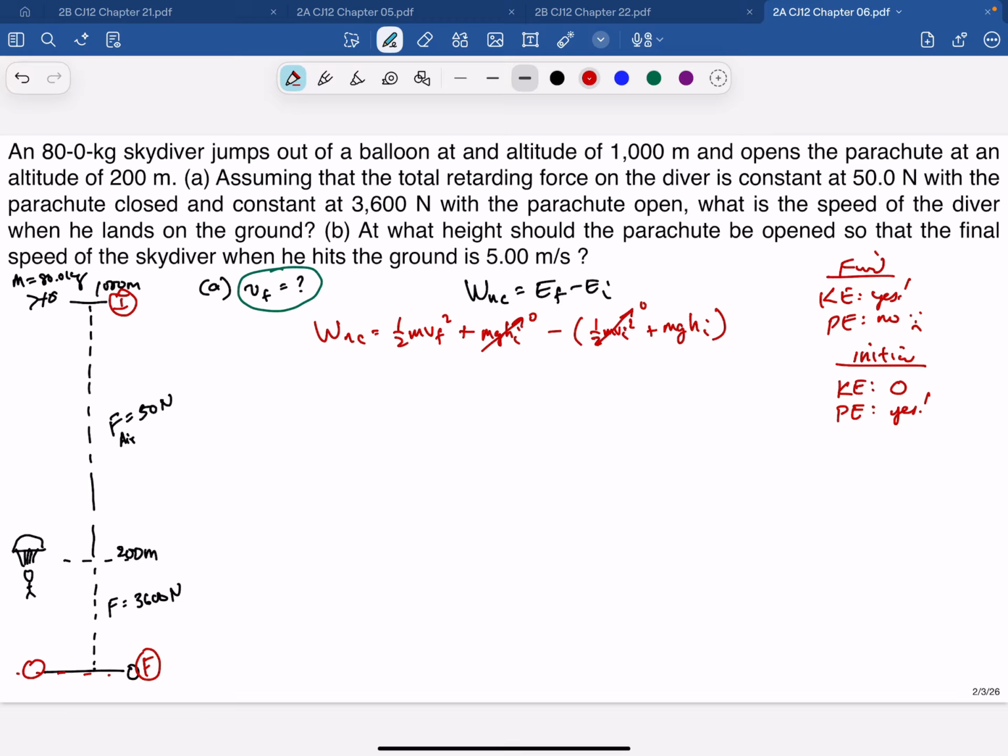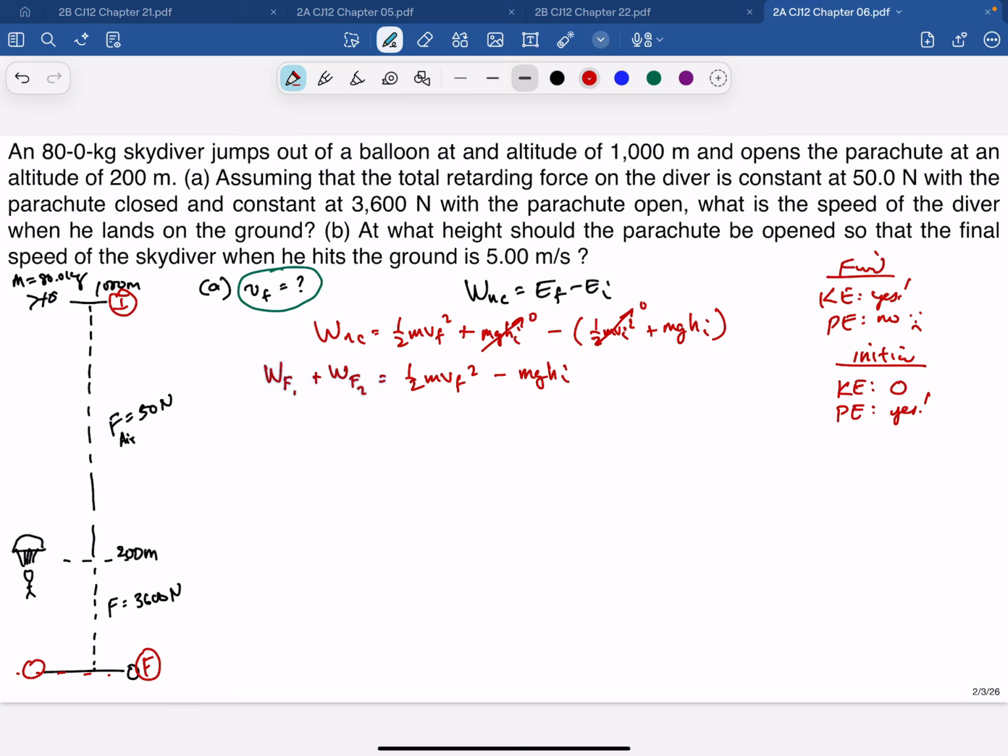But how many air frictions do we have? Two. So this work non-conservative is going to be the work from force number one plus the work from force number two. That work non-conservative term is you add up all the non-conservative work you have in the entire problem. We've got two, right? And we'll work out what those are. So this is one half m v final squared minus mgh initial. I'm just cleaning up this side over here.